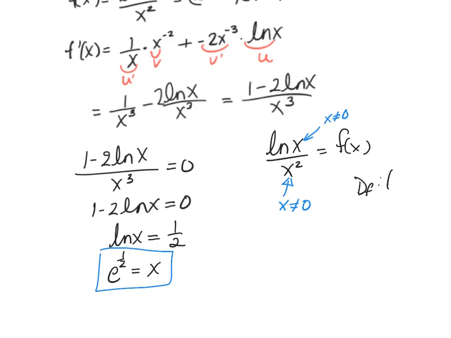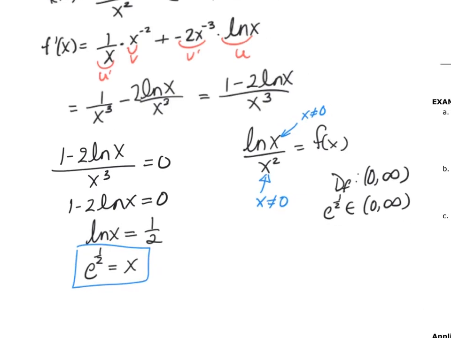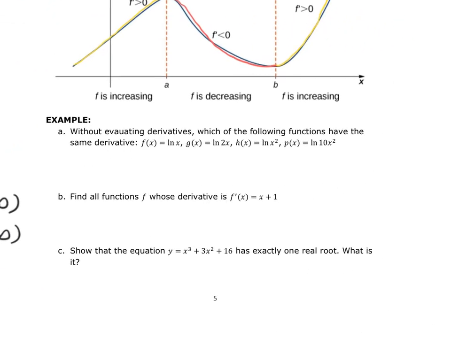The domain of this function is from 0, non-inclusive, to infinity, and e raised to the 1/2 is in that domain, 0 to infinity. So that is my one critical point. If I were to go graph this, let's go to Desmos and do a quick graph. All right, so let's go back over here to these examples.